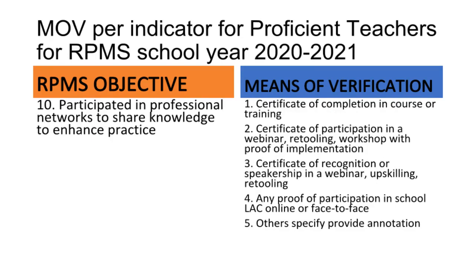RPMS objective: Participated in professional networks to share knowledge to enhance practice. Means of verification: Certificate of completion in a course or training, certificate of participation in a webinar, retooling or workshop with proof of implementation, certificate of recognition or speakership in a webinar, upskilling or retooling, any proof of participation in school LAC online or face-to-face. Others: specify and provide annotation.